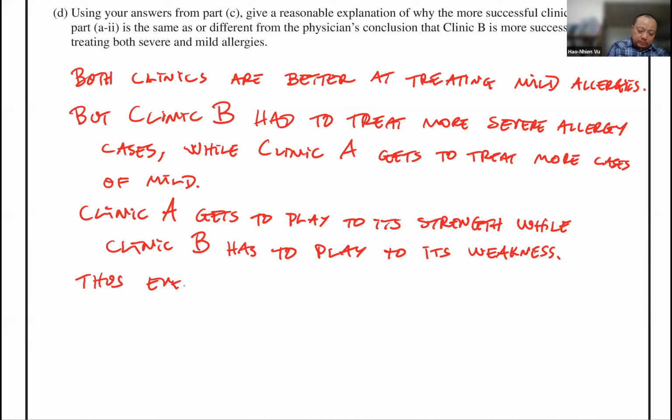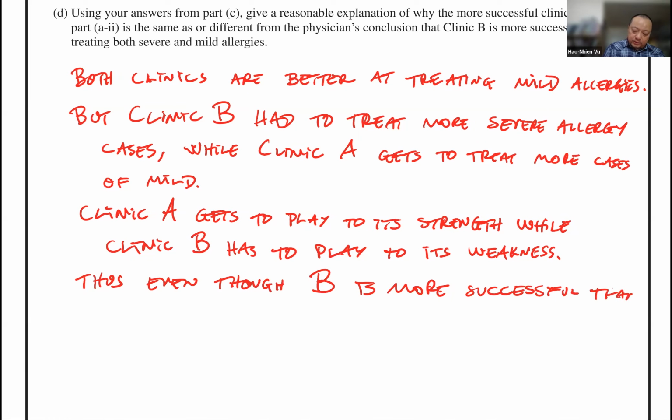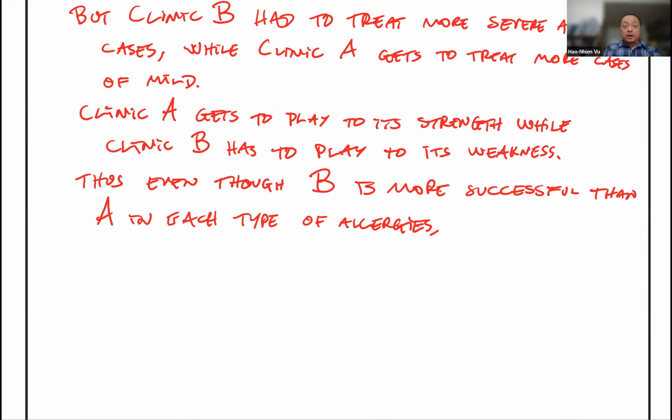Thus, even though B is more successful than A in each type of allergies, overall, A came out ahead. So that's my statistical explanation of what's going on.